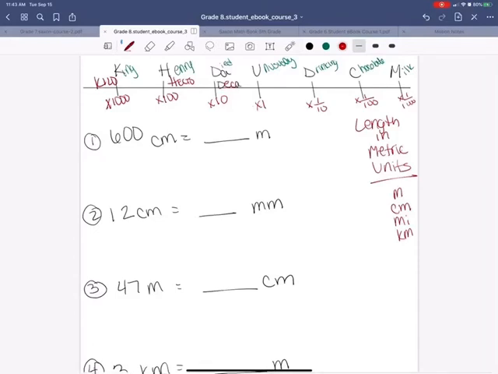The U is for the actual unit, which could be meters. It could also be liters, or it could be grams. The next D is for deci. The C is for centi. And the M over here is for millimeter.